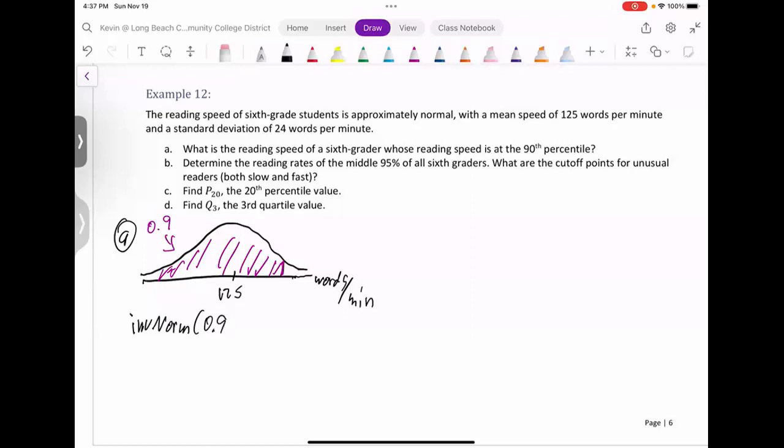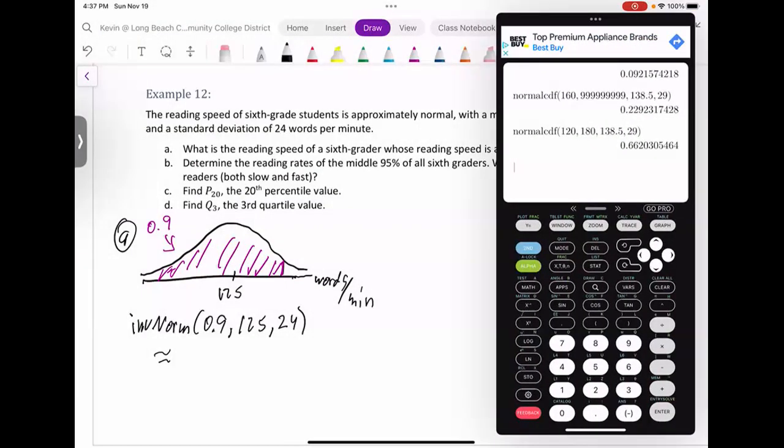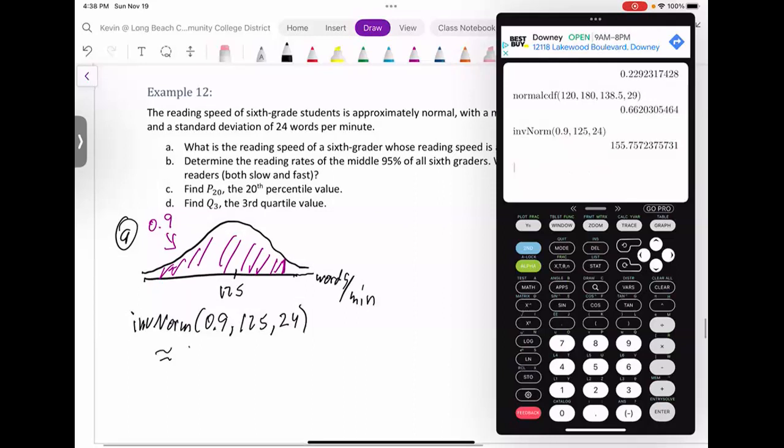But now we have to tell it the mean and the standard deviation. Let's see what we get. Second vars, inverse norm now. 0.9, comma, 125, comma, 24. So that's about 156 words per minute.